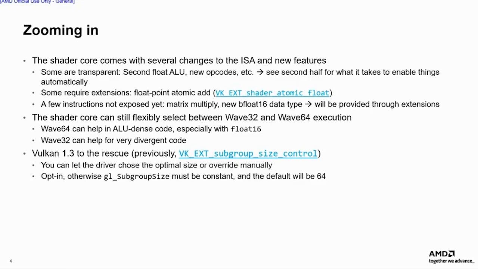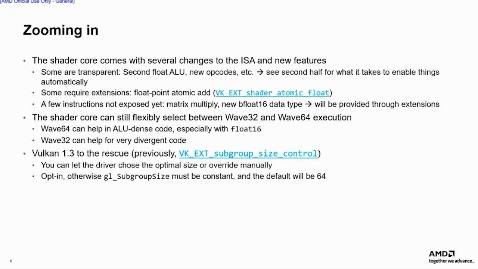And then there are cases where you have super divergent code, like half your wave is dying quickly and so on, and you don't want to run very large waves, and you want to have Wave32. And usually this is another case, right? We have some functionality, a couple of vendors have this functionality. How do we access it?